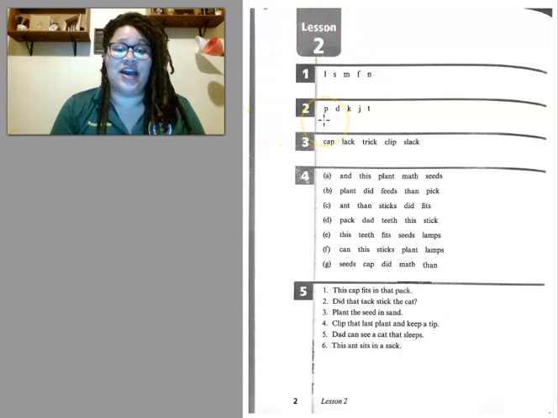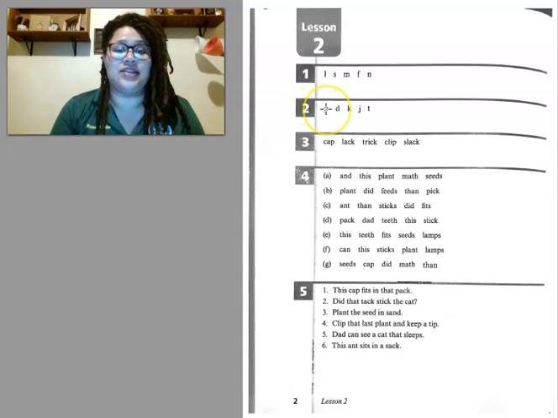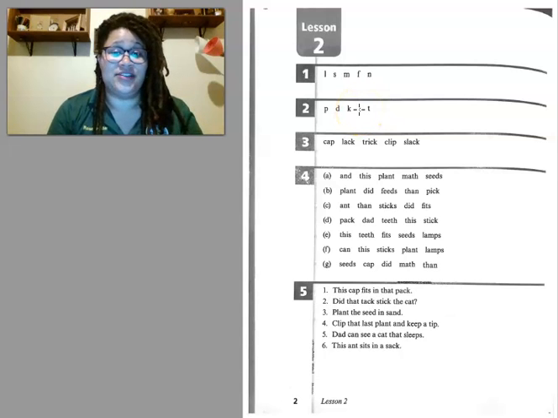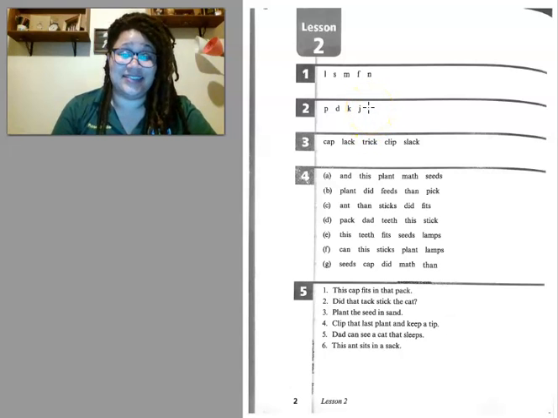Let's look at part 2. In part 2, you'll say the sounds. All of these sounds are quick sounds. Let's say the sounds. This sound is P. What sound? Yes, P. This sound is D. What sound? Yes, D. This sound is K. What sound? Yes, K. This sound is J. What sound? Yes, J. This sound is T. What sound? Yes, T.